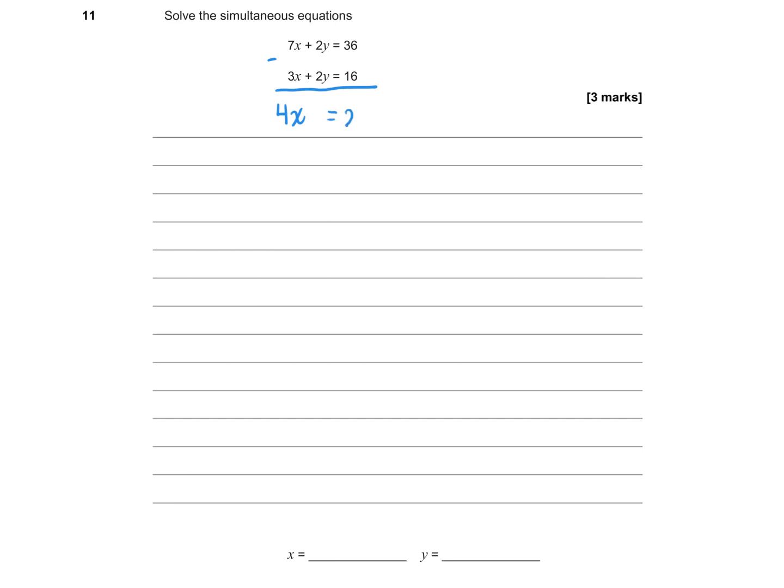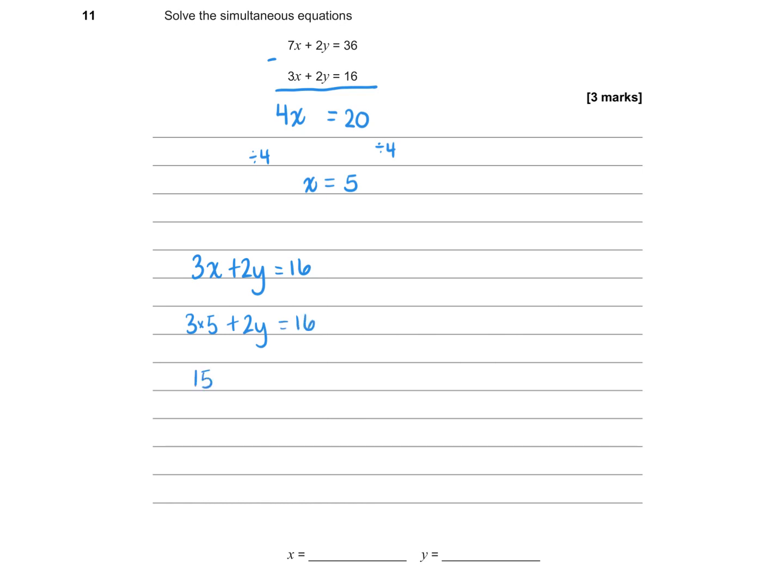36 take away 16 is going to give us 20. And now we have 4x is equal to 20. We can divide both sides by 4, leaving us very nicely with x is equal to 5. And if that's as far as we got, we're still getting 2 marks out of 3. If we need to go ahead and get our third mark, we can substitute the x equals 5 back into either equation. I think that the 3x plus 2y is a little bit nicer, smaller numbers we have to deal with, so I'm going to write that down. We just found out that x was 5, so that's going to be 3 times by 5 plus 2y is equal to 16.